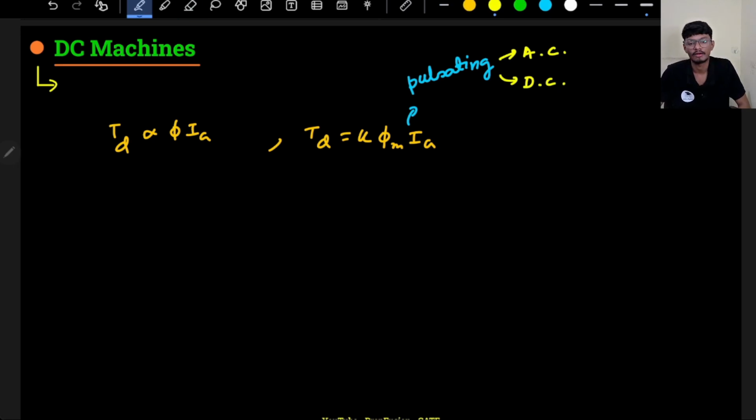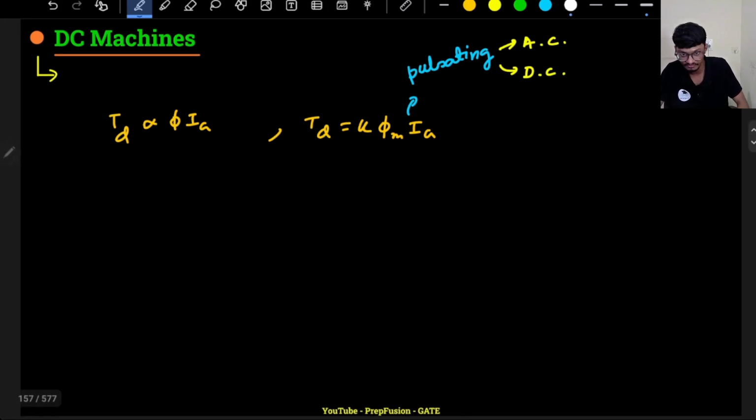Okay, it will have both AC and DC, right? So as my current is pulsating, if it will have both AC and DC, the torque will also have its AC and DC.